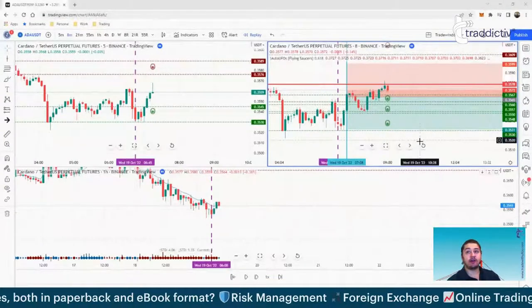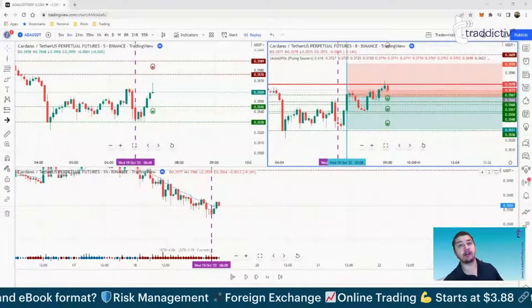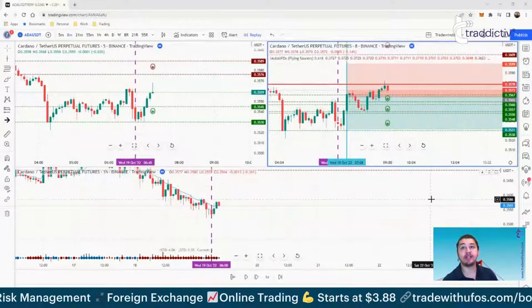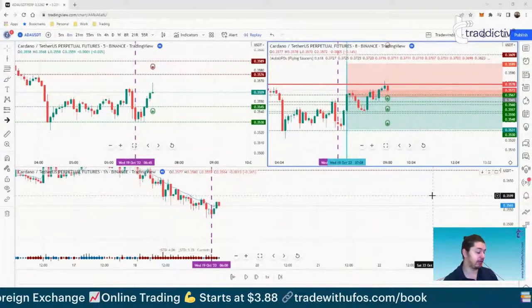Now there's a couple different ways also here that you might have actually been in profit in this trade if you applied our time stop rule.